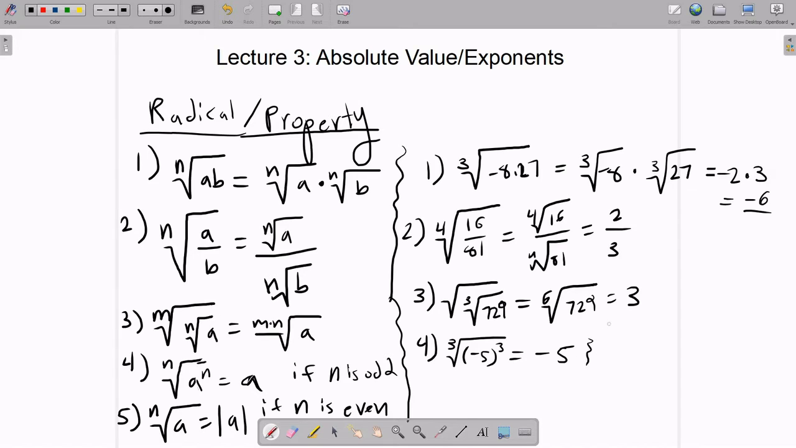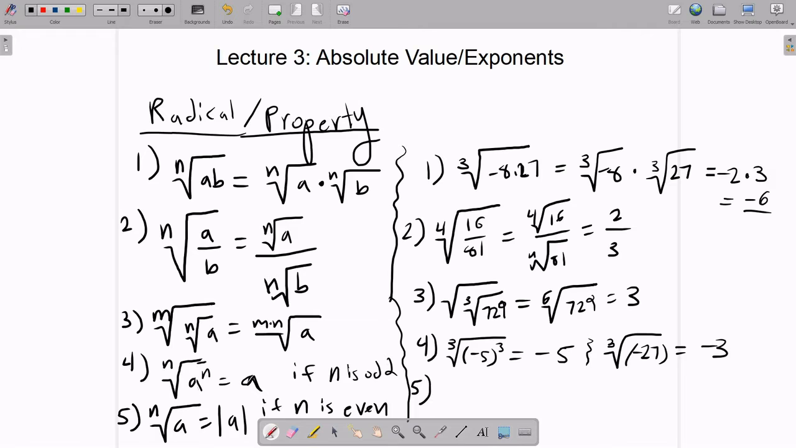Now, the flip side of this, a second example you can do here, is taking, let's say, the cube root of negative 27. That should equal negative 3, because negative 3 times negative 3 times negative 3 is negative 27.